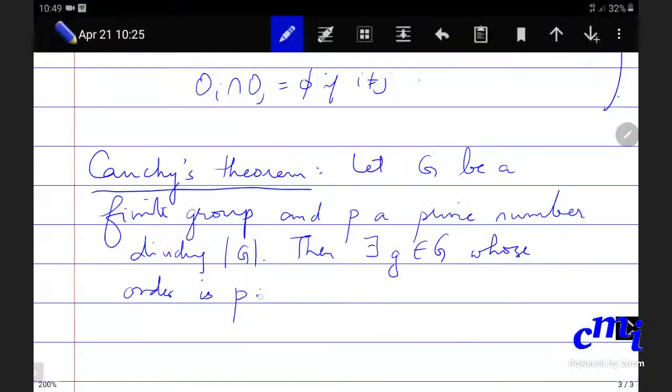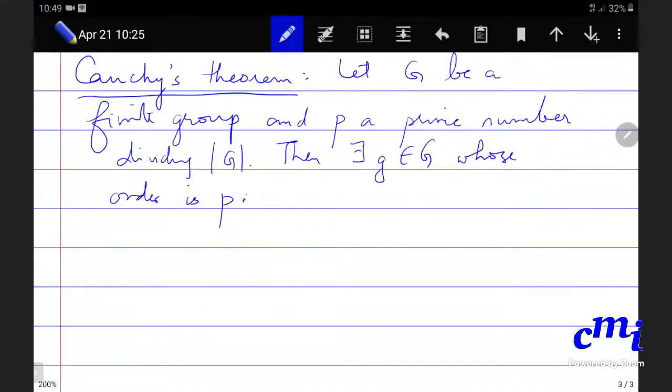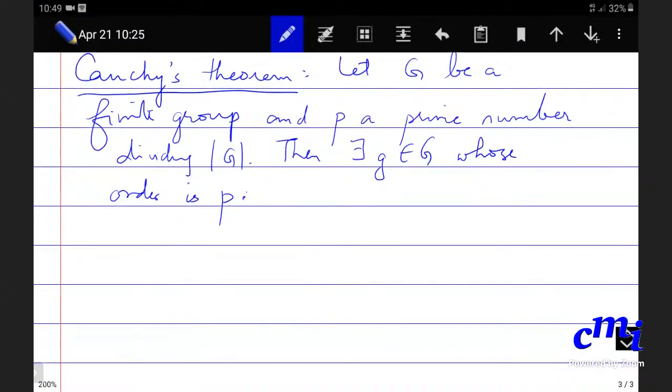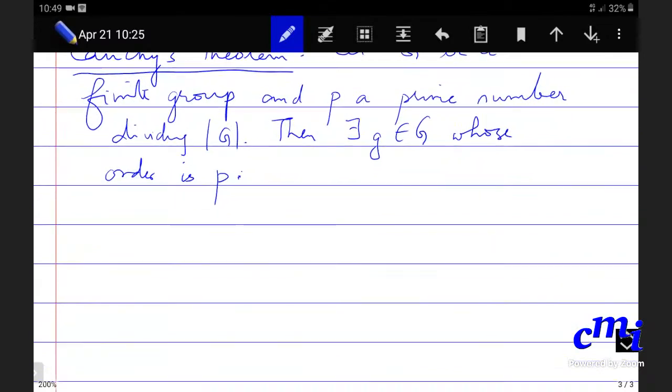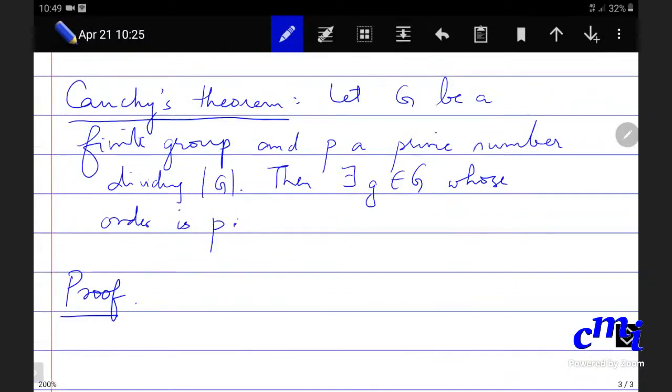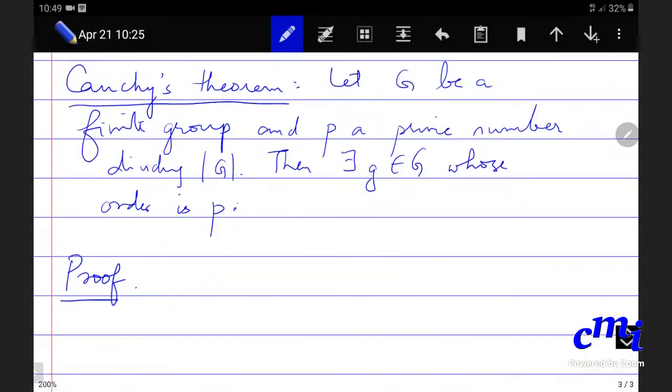So we'll have to set up, I mean, we'll prove this by expressing some group action on some set. Okay, so proof. Of course, this is not the group that is going to act on anything. So that is part of the proof.